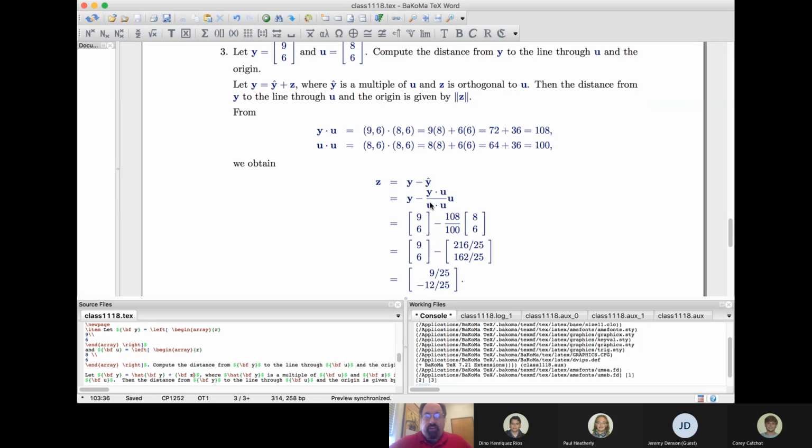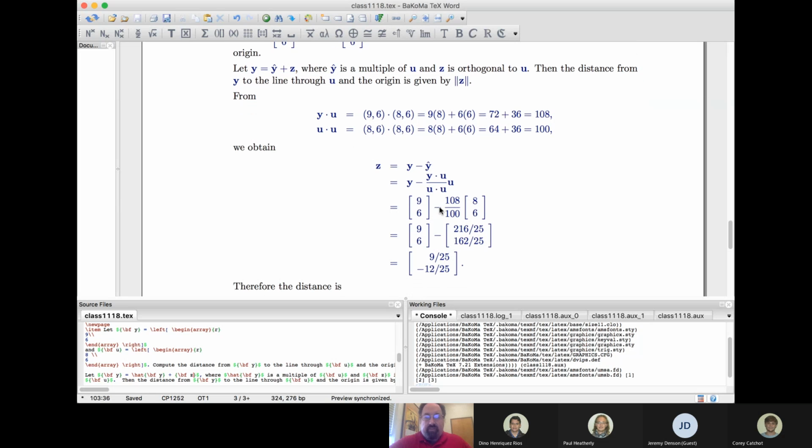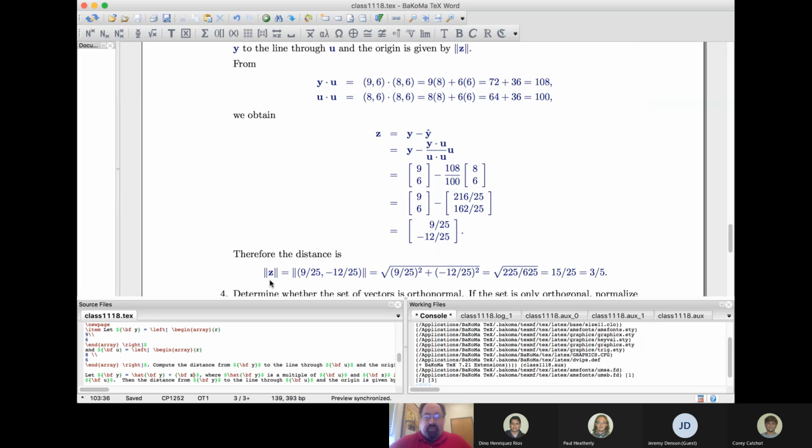Z is y minus y hat, and here's a formula for y hat from a previous problem. So for that, we need these two inner products. So those are computed here. And then once we work everything out, we have our vector z. So basically, you've redone the previous problem right here. The only thing that's added on to it is to compute the length or magnitude of z, which turns out to be 3/5. So this is why this vector projection formula is good to keep in mind. That's useful in a number of problems.